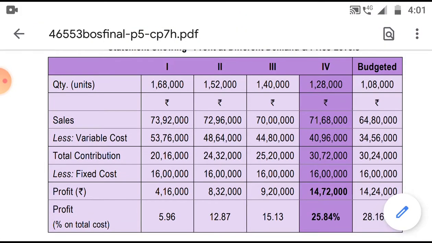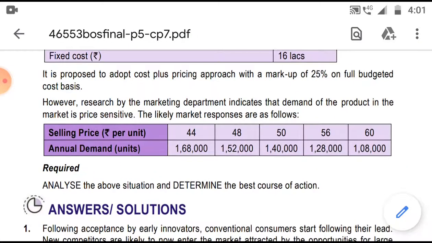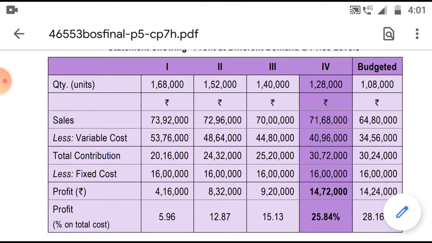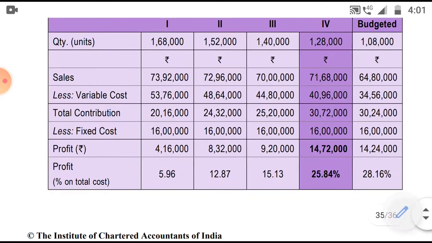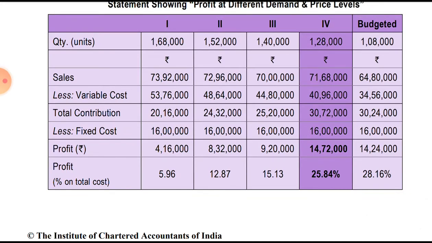Simply what we have to find is the percentage of the profit. Okay, so selling price minus variable cost. How we'll find the selling price? Quantity multiplied by the respective price that will fetch on that quantity. Basically what I'm trying to say is 1,68,000 into 44, 1,52,000 into 48, 1,40,000 into 50, likewise. Then less variable cost, that is 32 multiplied by respective quantity. Then fixed cost will be the same, we will get the contribution, fixed cost will be the same, the profit we will get.